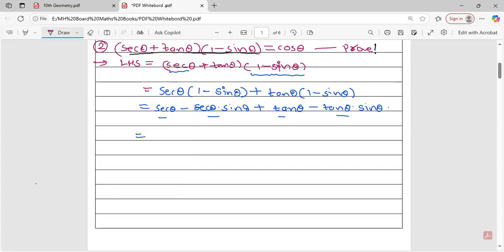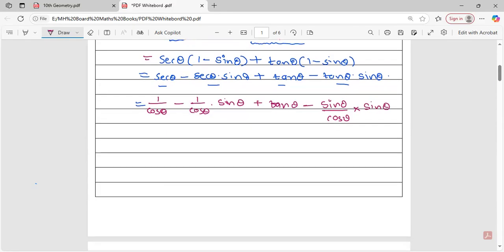So in place of sec theta, 1 upon cos theta minus... Here it will be what? 1 upon cos theta into cos theta... sine theta plus this as sine theta, or let it be tan theta only. Tan theta minus, it is what? Sine theta upon cos theta into sine theta. Right?